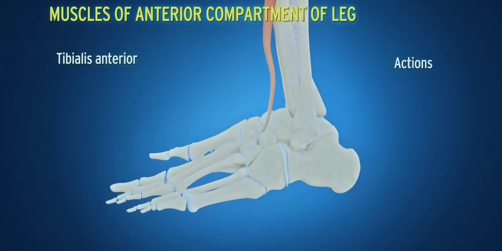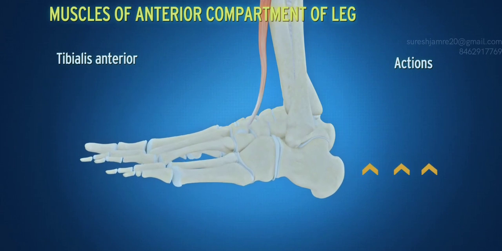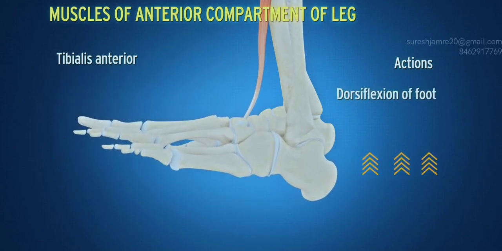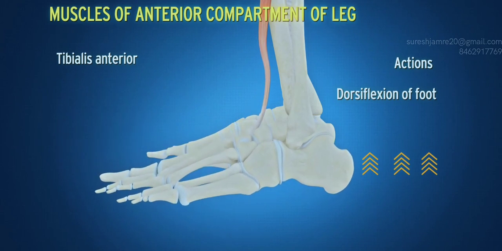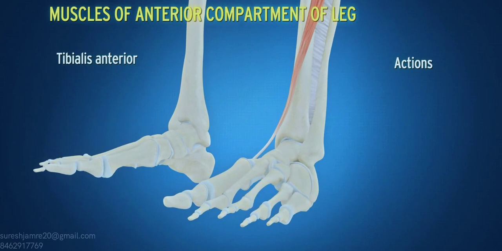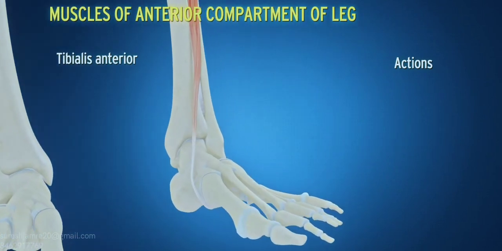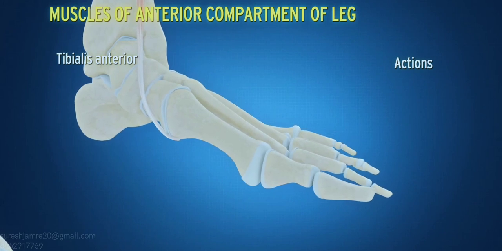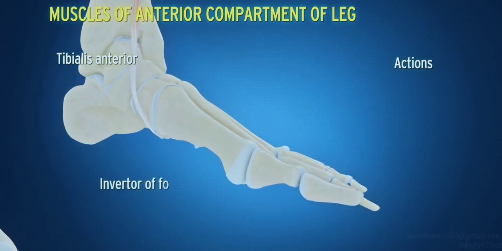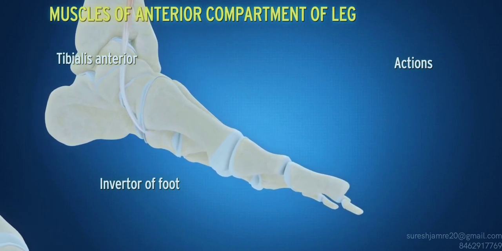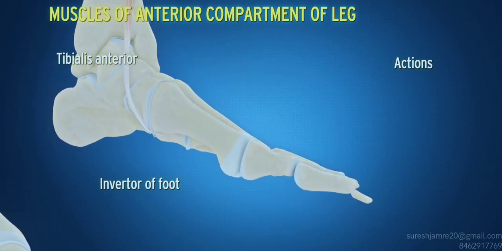Actions. Dorsiflexion of foot. Acts as inverter of foot, maintains medial longitudinal arch of the foot acting as a sling from above.